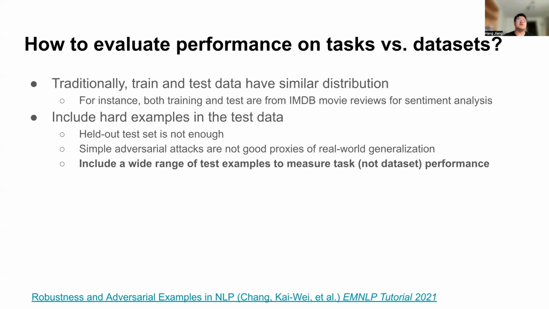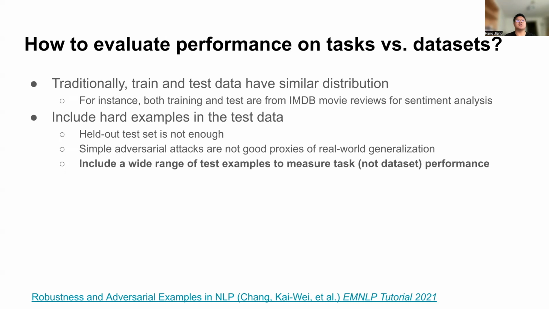Okay, so after we see the importance of robustness, how we evaluate the performance on tasks and data sets becomes a very important question. Traditionally, we just split the data into training, evaluation and test, assume they have similar distribution, and achieve good performance on the test set. However, it becomes more and more important to include hard examples in the test set. The held-out set is not enough.